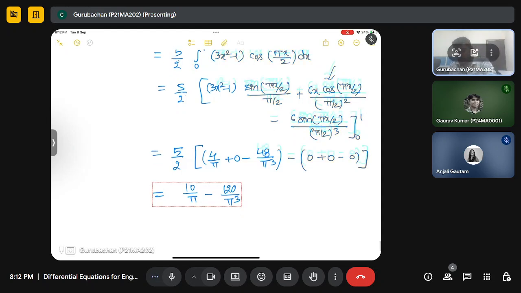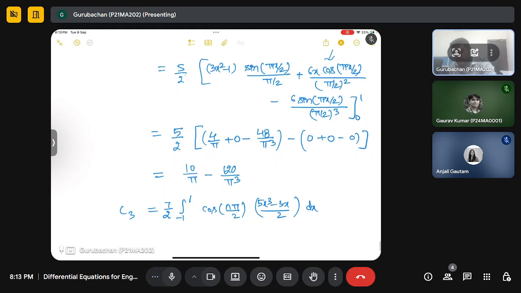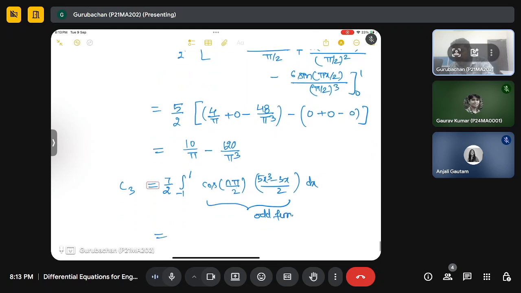From here, next is C3, since we want to calculate till the 4 terms. So C3 will be integral from minus 1 to 1 of (2n plus 1) by 2, that is 7 by 2, and our function is cos n pi x by 2, and our P3(x) is (5x cube minus 3x) divided by 2, dx. So this is an odd function. Since this is an odd function, this integration will be 0.